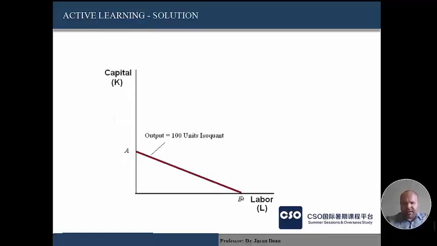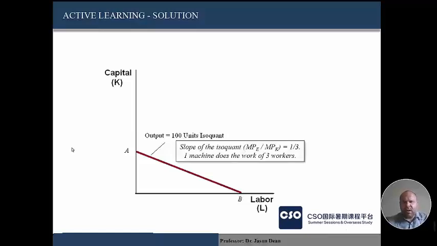So we have an isoquant here. This is for 100 units as they mentioned in the question. So the slope of this is going to be 1/3. It's the marginal product of labor divided by the marginal product of capital, and in this case it's always 1:3, so it's a straight line, it's linear, because one machine can always do the work of 3 workers, so you always have that trade-off.